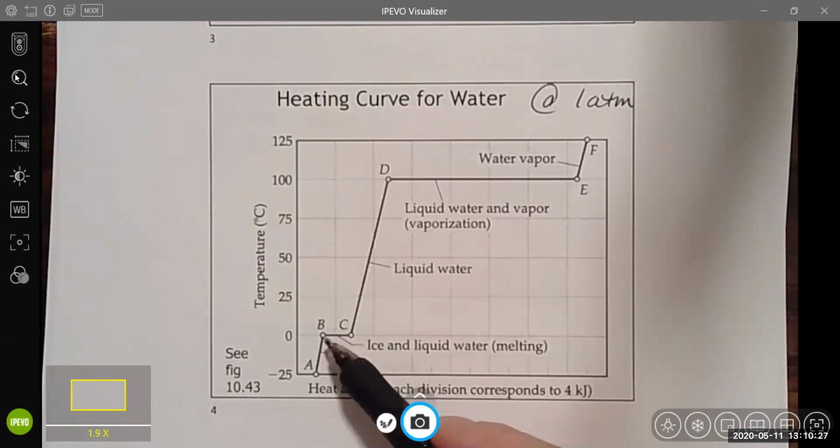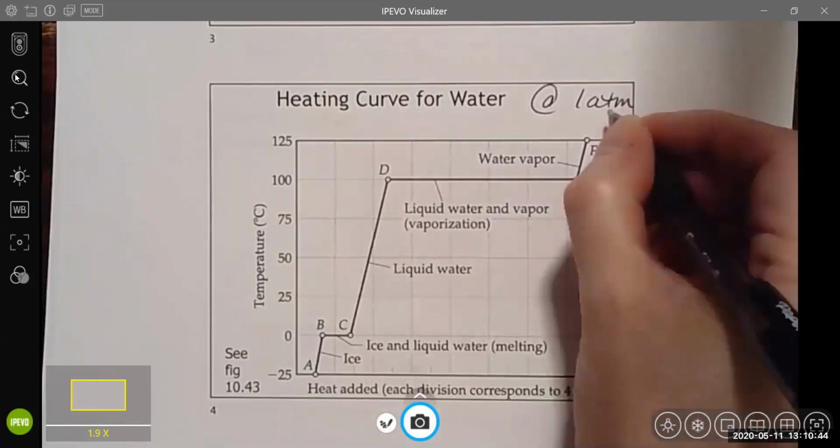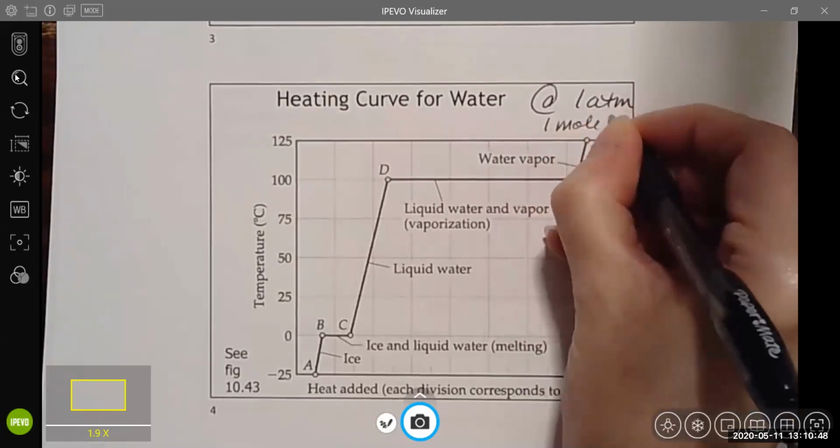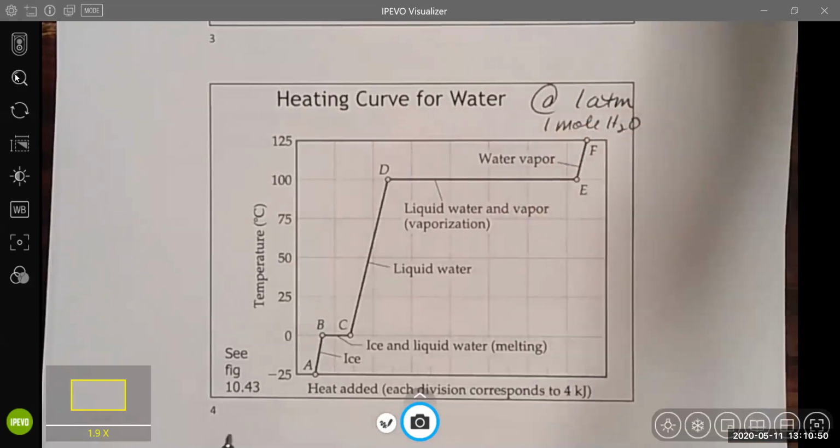So the length of this horizontal line here comes from the delta H of fusion, because the x-axis is energy, and this is the amount of energy it takes to melt that. If we were starting with 1 mole, and I should say that this is 1 atmosphere, and we are starting with 1 mole of water. So that ice would be 1 mole of it down here, about 18 grams, okay? Now we see we're at the liquid.